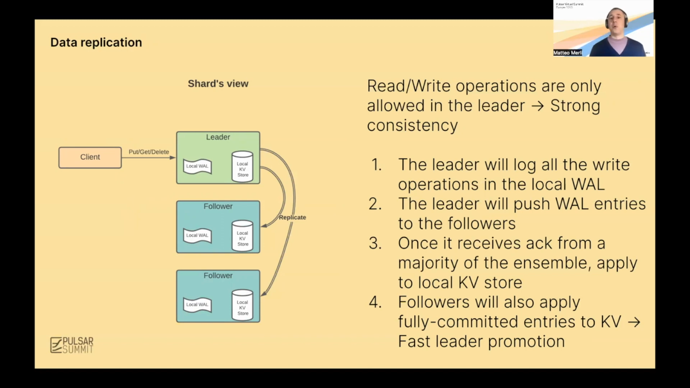Now the followers also apply all the fully committed entries to the key value store. The reason is that a follower is tailing the leader very closely, so that if the leader crashes, we can elect a new leader very quickly. You just have to apply the last few entries, and then the follower can be promoted to leader.